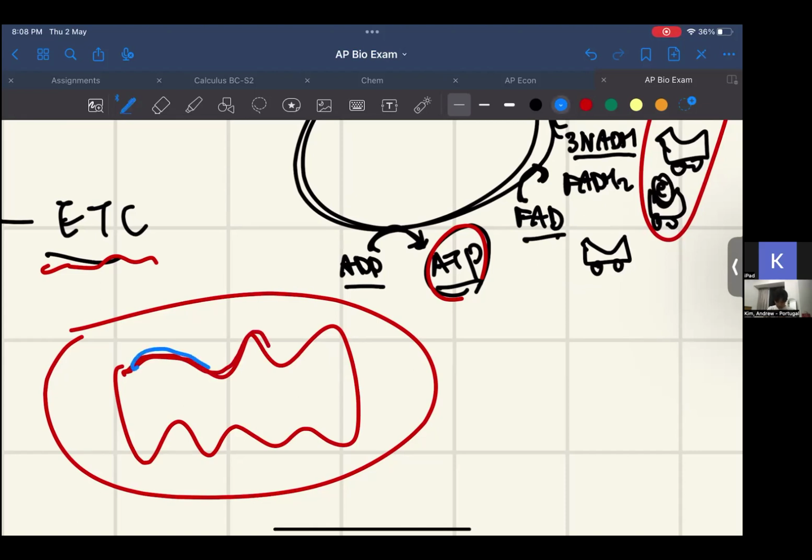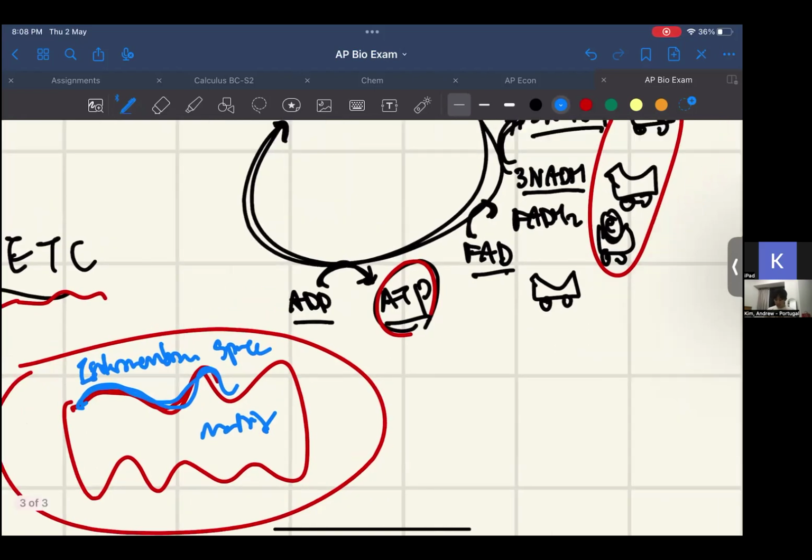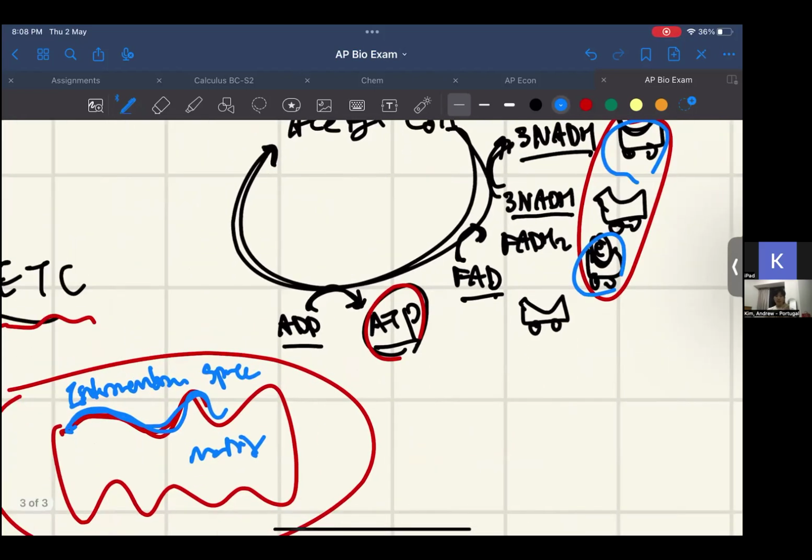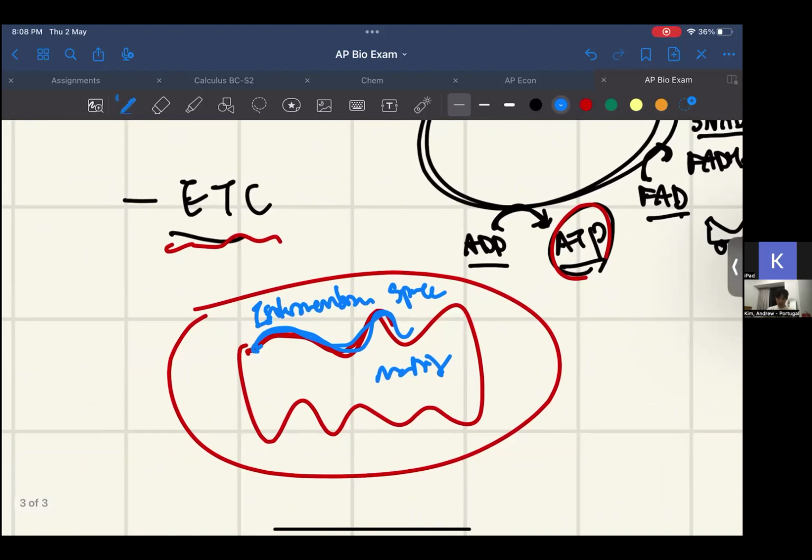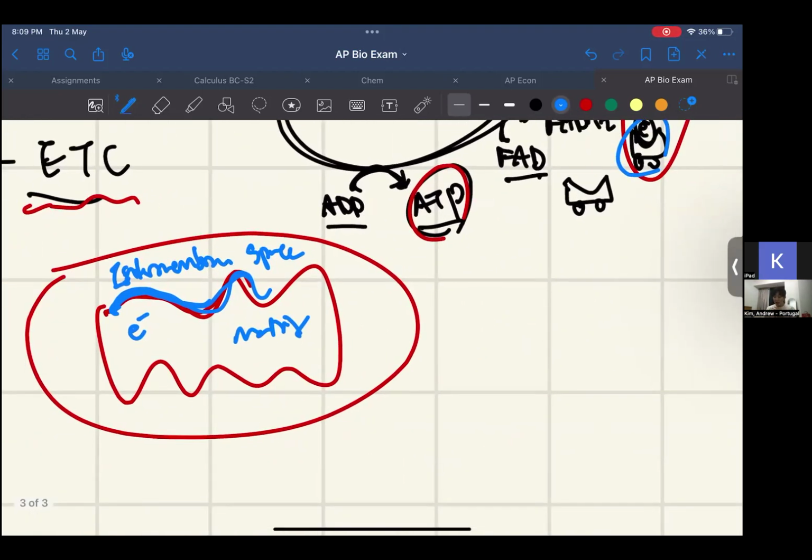place, this borderline between the intermembrane space and matrix. This borderline is where ETC happens. All these electron carriers that are actually carrying electrons will bring electrons to this border so that ETC, the last step, can happen. The last step is where all the ATPs, well, not all, but a vast majority of ATPs will be made. And I'll explain how that happens.